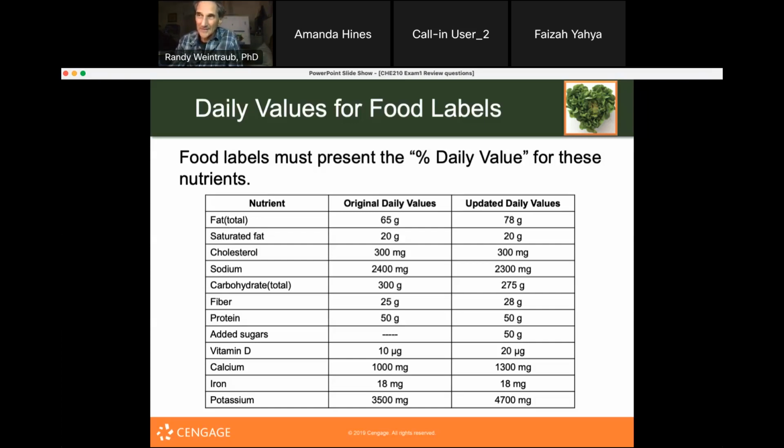Really, the percent of daily value is the valuable thing. We're usually not going to remember how many grams or milligrams or micrograms of things we should have. It's recommended daily. So the percentage of daily value is really important.